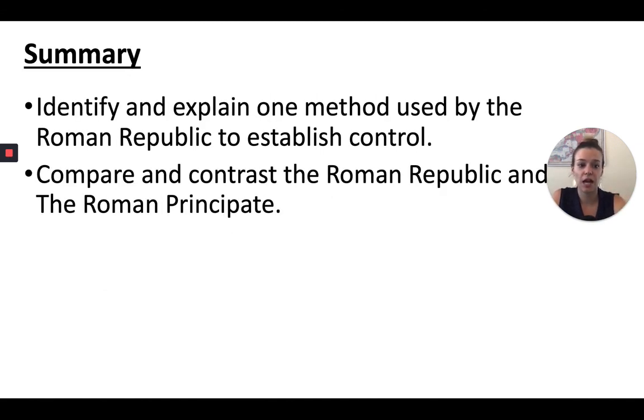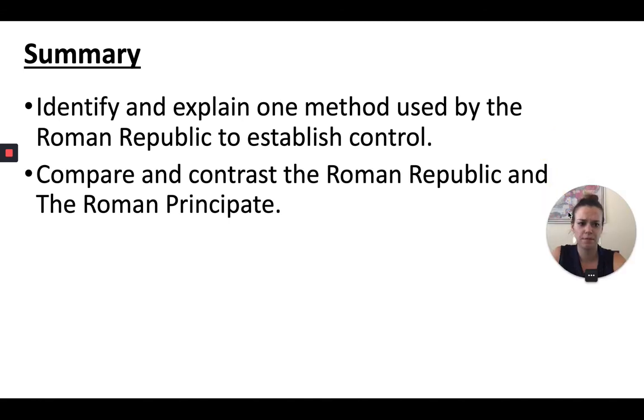So, for your summary, I would like you to identify and explain one method used by the Roman Republic to establish control. Then I would like you to compare and contrast the Roman Republic with the Roman Principate.